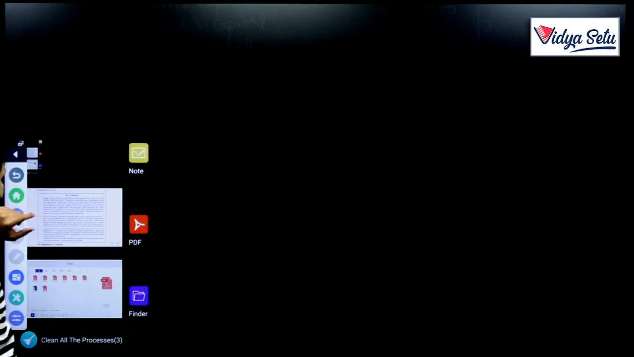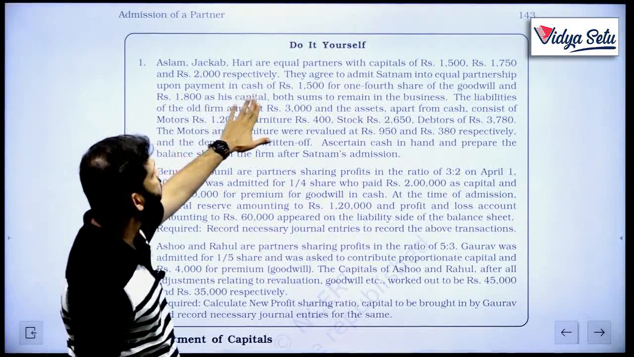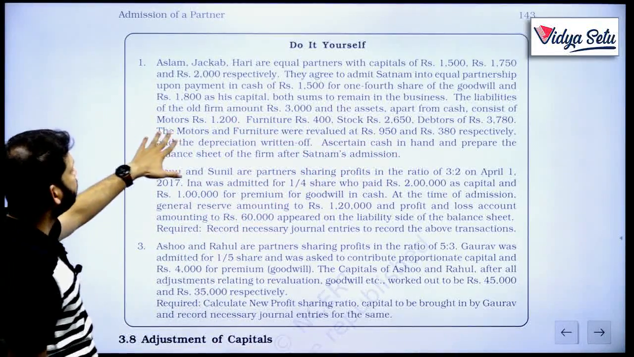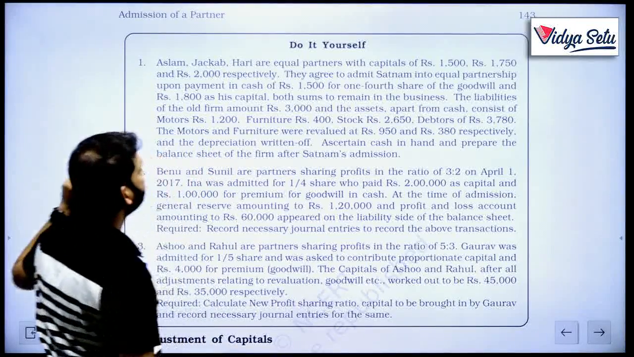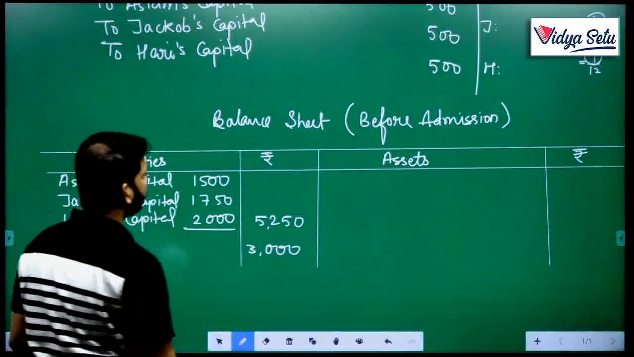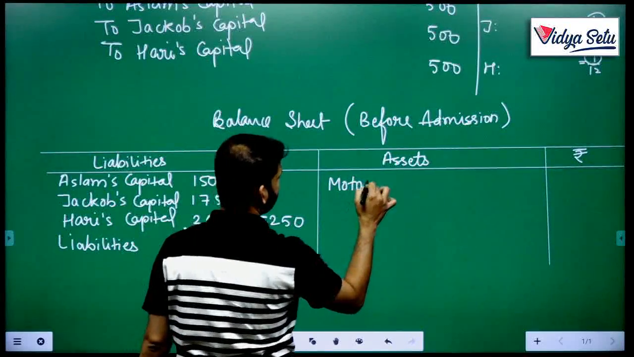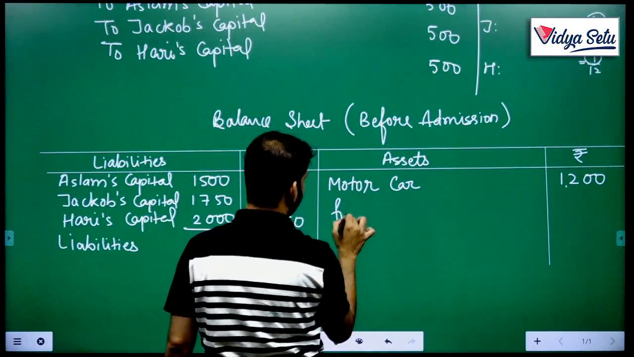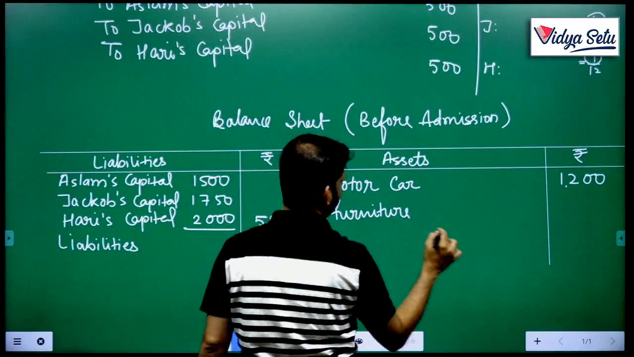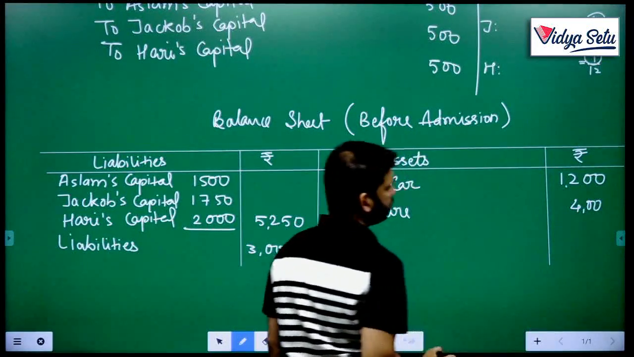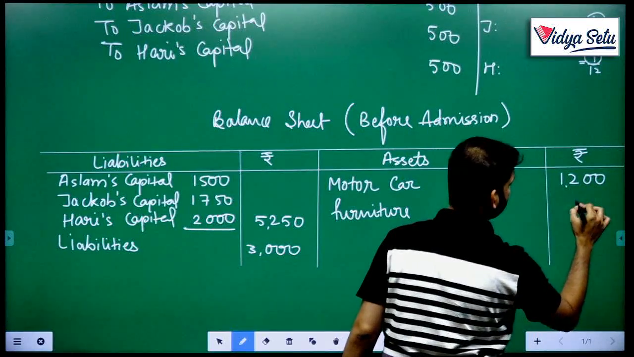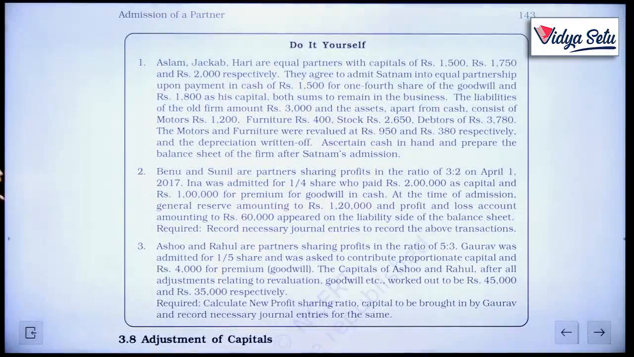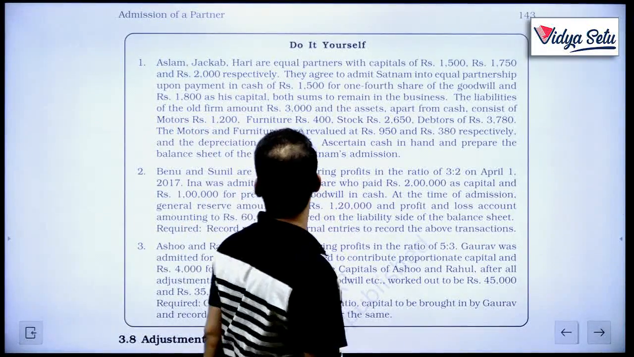And then a few assets are also given. What are the assets given? Assets apart from cash. Cash they have not given, that will be the balancing figure. Motor car 1,200, furniture 400. Two more assets were given: stock 2650, debtors 3780.